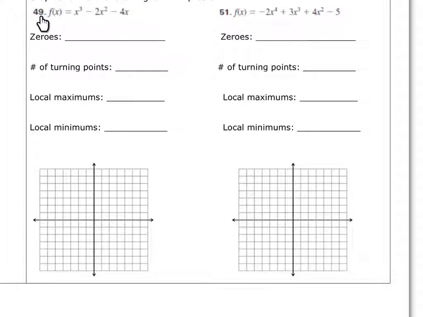So let's start with number 49, and let's put this in the graphing calculator and transfer the picture onto the graph paper. When you do, you're going to get a graph that looks something like this. Now they want to know what is the total number of turns on this graph. Remember, the number of turns is its degree minus 1. So it's third degree, so degree minus 1 would be 3 minus 1, or the number of turns is 2. And you can see that. Imagine you're driving on a road.